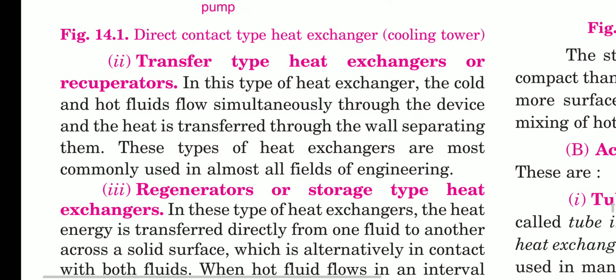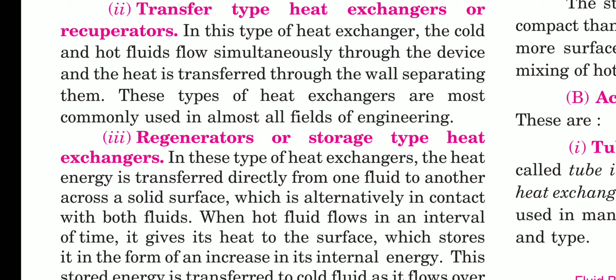Now we have yet another type, the regenerator or storage type heat exchanger. Here the storage type heat exchanger has a peculiar function. A hot fluid moves over a surface called a matrix. When the hot fluid moves over the surface, it transfers its heat to the surface and goes out as cold fluid. After that, once the cold fluid enters the heat exchanger, this surface which earlier accepted the heat now gives heat to the cold fluid.